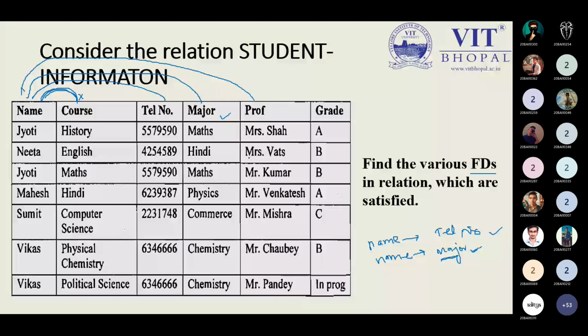But professor, we can't say the professor depends on the name of the student. Even professor does not depend on the course. Professor does not depend on the telephone number. Professor does not depend on the major. So we have to identify not the name only. We have to identify the dependencies between each and every attribute as well. So professor does not depend on the name, course, telephone number and major. But can we say professor depends on the course?